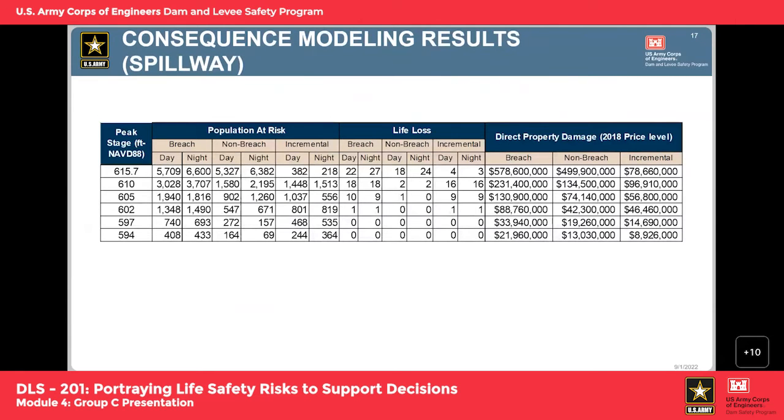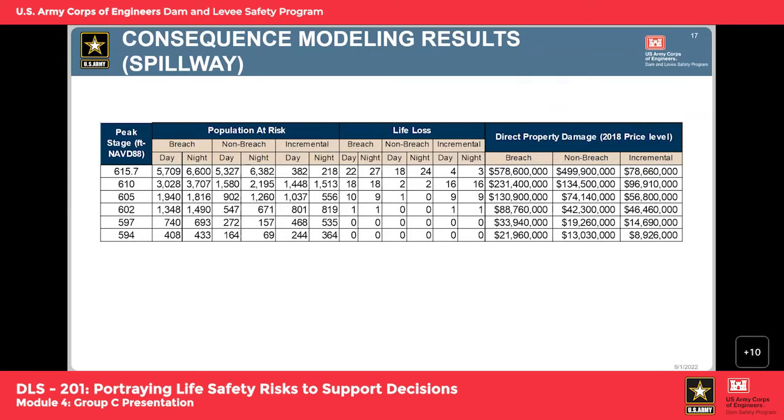So now I'll go over the consequences for the two failure modes. This slide covers the breach, non-breach, and incremental consequences for the spillway erosion failure mode. It includes both the life loss and property damage. The property damage is based on the 2018 price level, so that is something that could potentially be reviewed and updated if future studies were to occur.